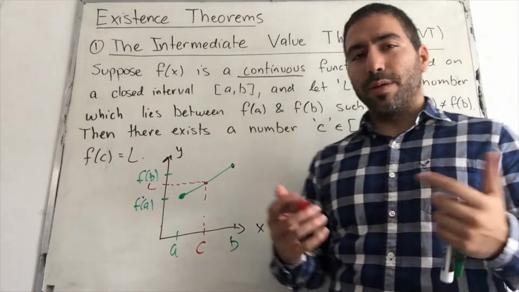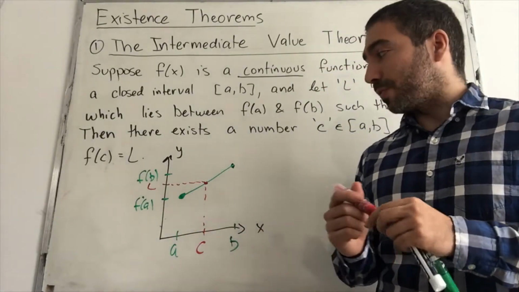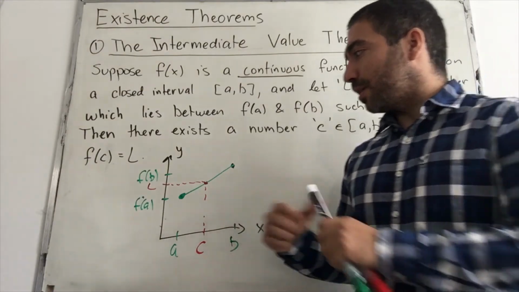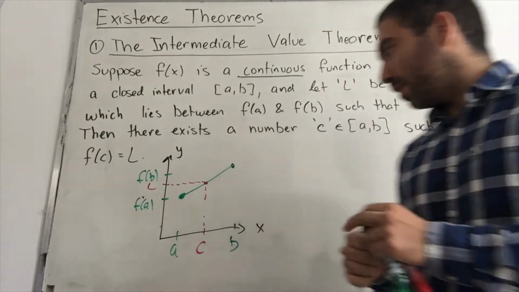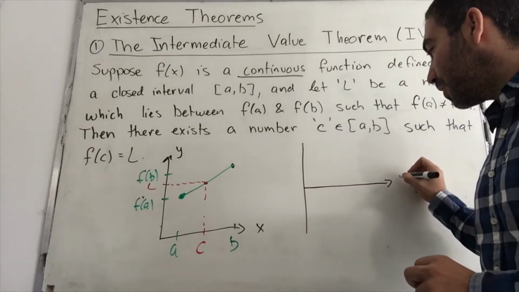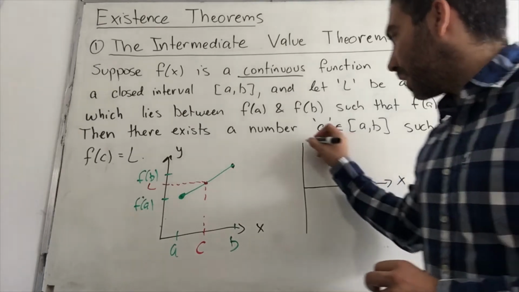And how do we apply this? Why is this useful for us? So typically what we do is we consider a positive and negative. In application, we look at a positive and a negative value. This is x, this is y.